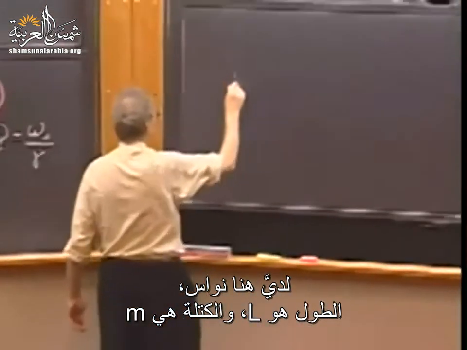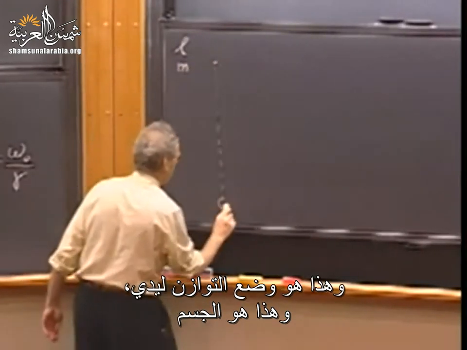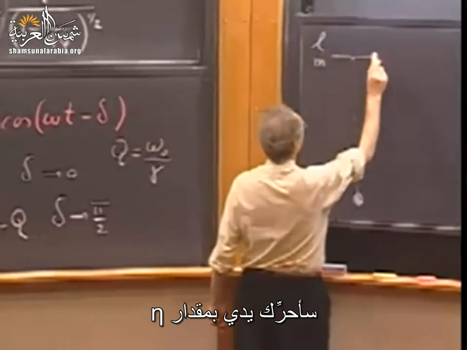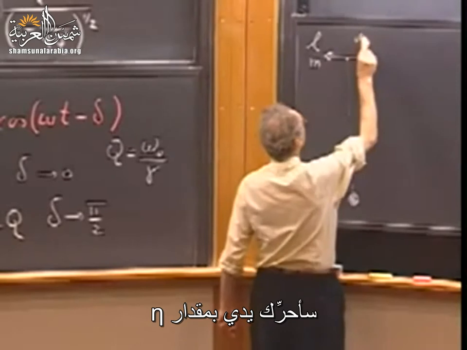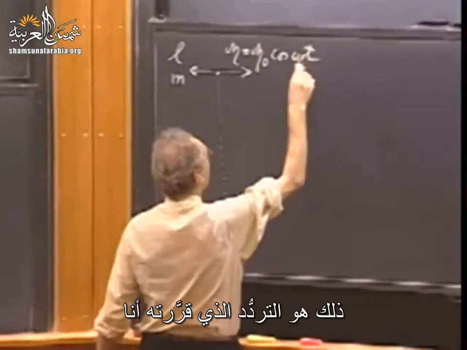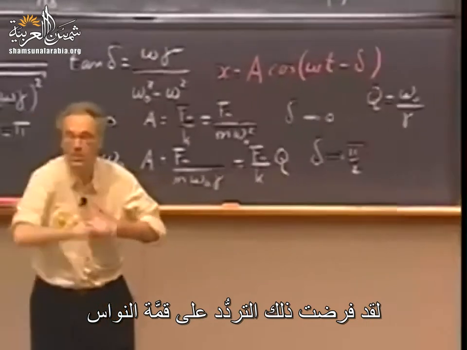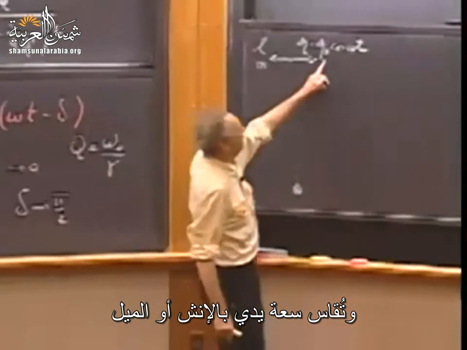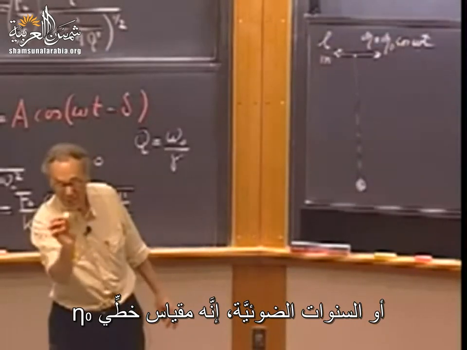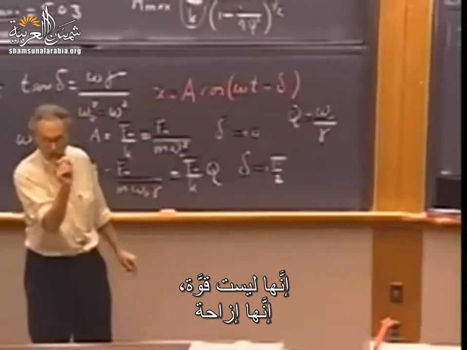Here is the pendulum, length L, mass M, and this is the equilibrium position of my hand, and here is the object. But I'm going to move my hand in a way eta equals eta 0 times cosine omega t. That is the frequency that I decide. I impose that frequency on the top of that pendulum. And the amplitude of my hand in terms of inches or miles or light years, that is a linear scale, eta 0. It's not a force. It is not a force. It's a displacement.